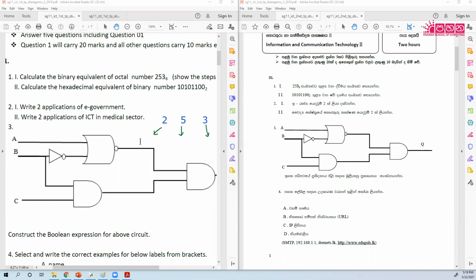Right, the first one, 2, is 0, 1, 0, because we know that the bit position values are 4, 2, and 1. So 2 is 0, 1, 0. Then 5 is 1, 0, 1. Then 3 is 0, 1, 1. So the answer, if you omit the starting 0, is 1, 0, 1, 0, 1, 0, 1, 1.